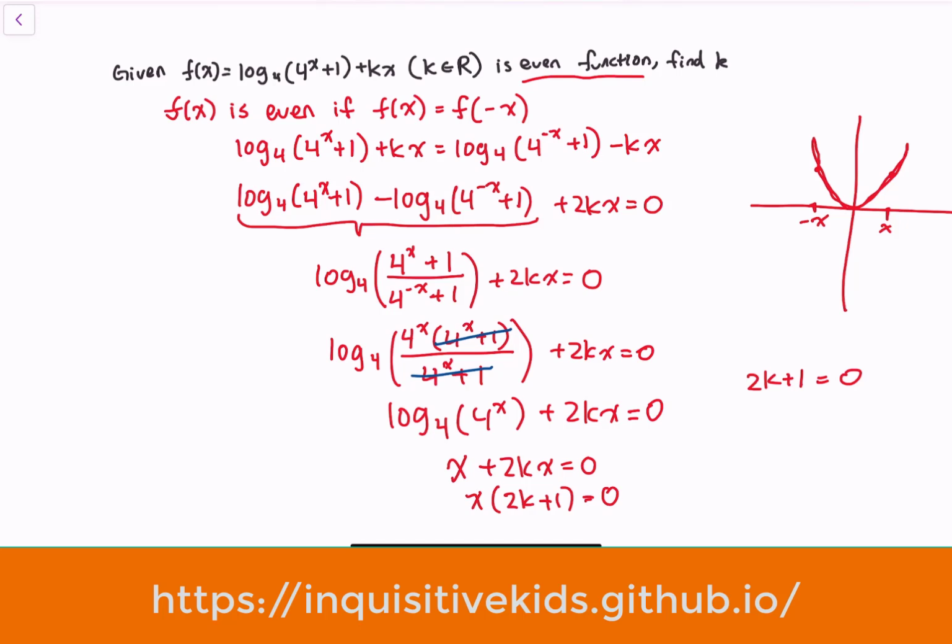So when we isolate the k, we get negative 1/2. And indeed, negative 1/2 is a real number. So k is equal to negative 1/2 is our answer.